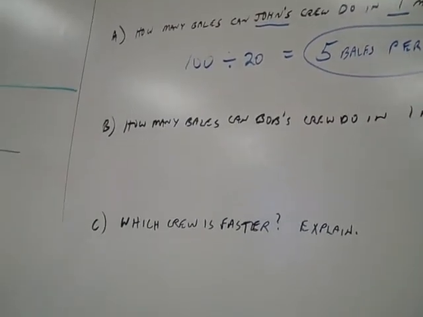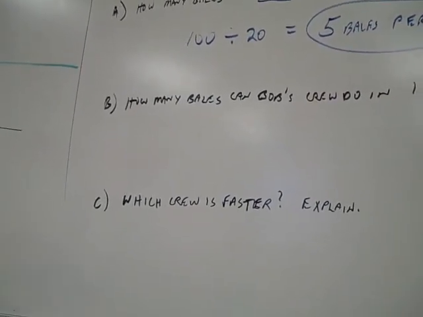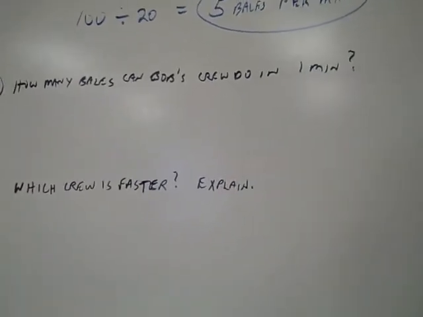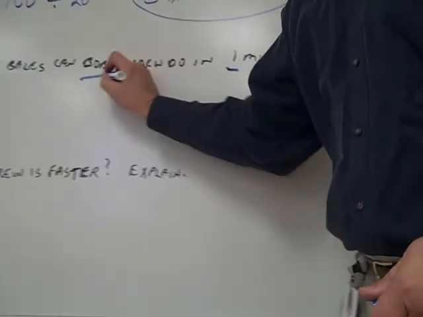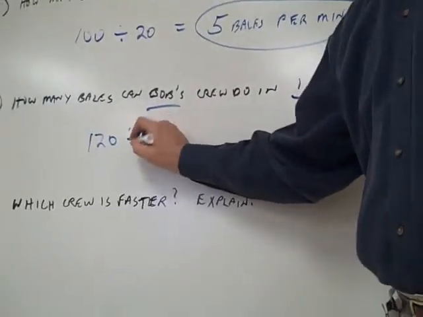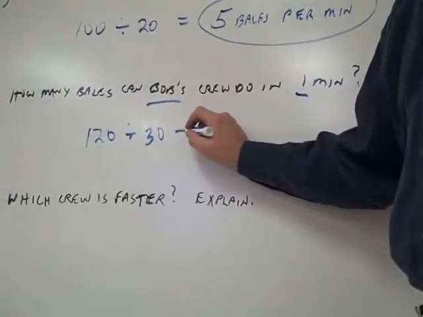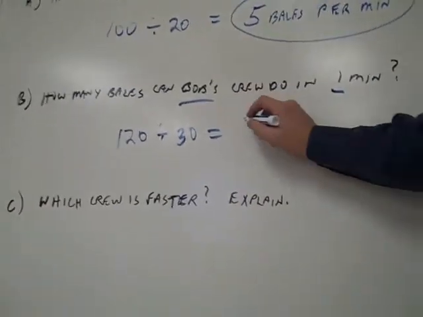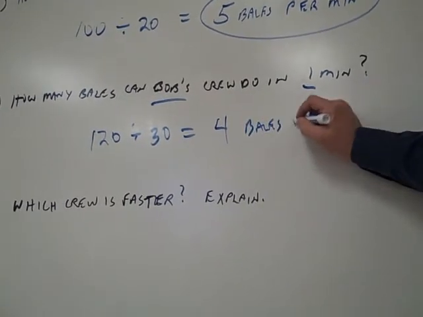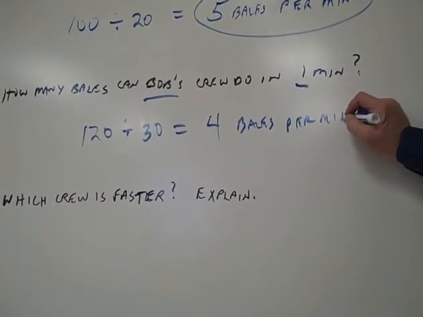B. How many bales can Bob's crew do in 1 minute? Same question, except with Bob. Well, what was Bob? 120 divided by 30. 4 bales per minute.